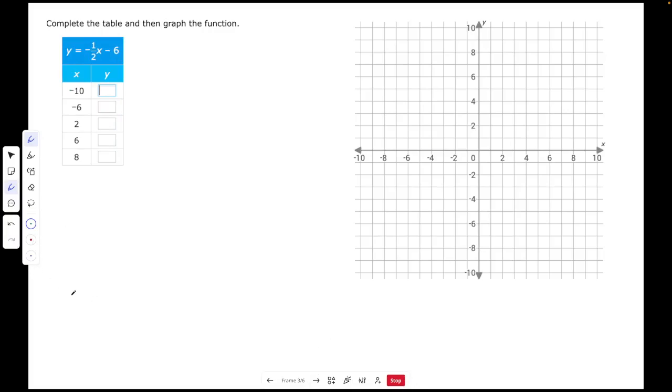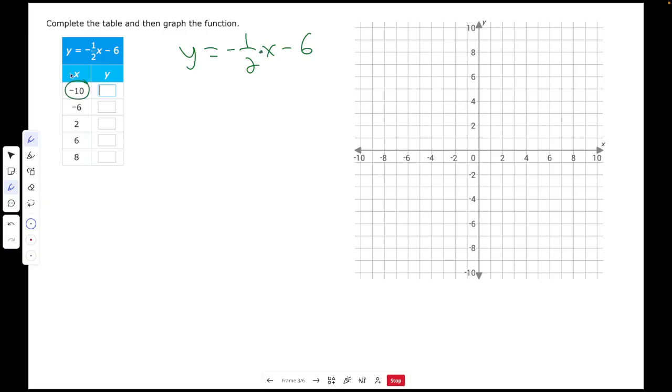All right, let's take a look at this one. So, it has a nasty fraction, some positives and negatives, but the good news is we still follow the same process. So y equals negative 1/2 x minus 6. Short reminder here, when you see this negative 1/2 right next to the x, there's an invisible multiplication symbol there.